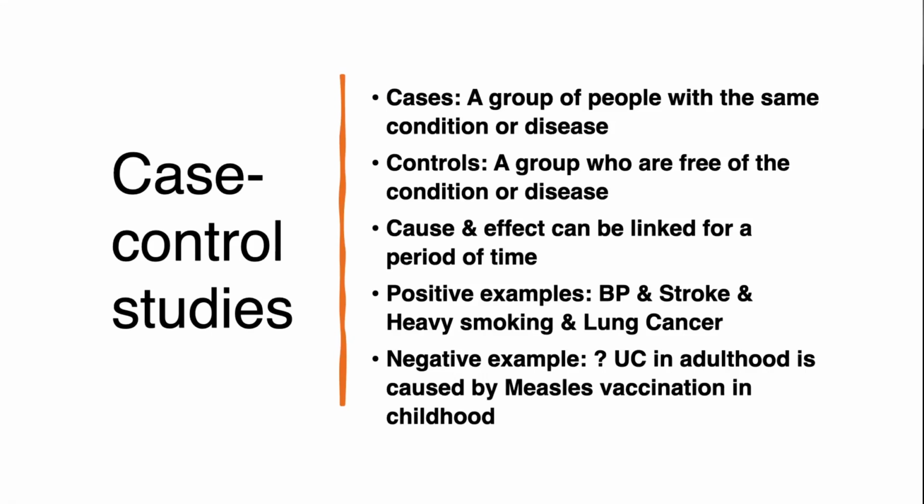And the other negative example I can give is whether ulcerative colitis is a manifestation of measles vaccination in childhood. So this can be achieved by case control studies, where cases are the subjects which have got ulcerative colitis. Controls are the group of grown-up individuals who have received measles vaccination in childhood but didn't suffer with ulcerative colitis. So you can see the differences between cases and controls and study the risk factors, and you can establish the direction of the effect between cause and effect.